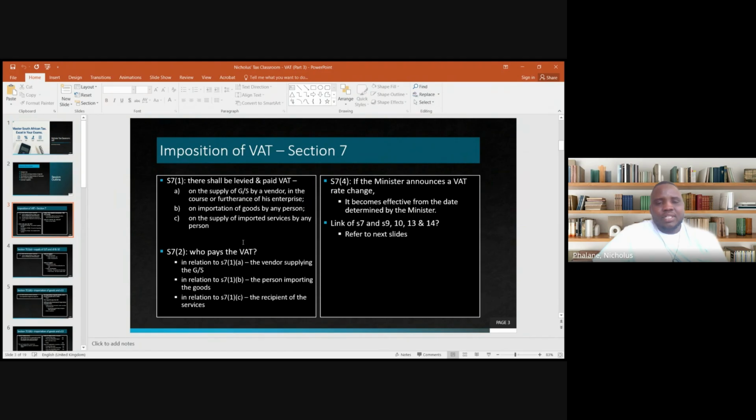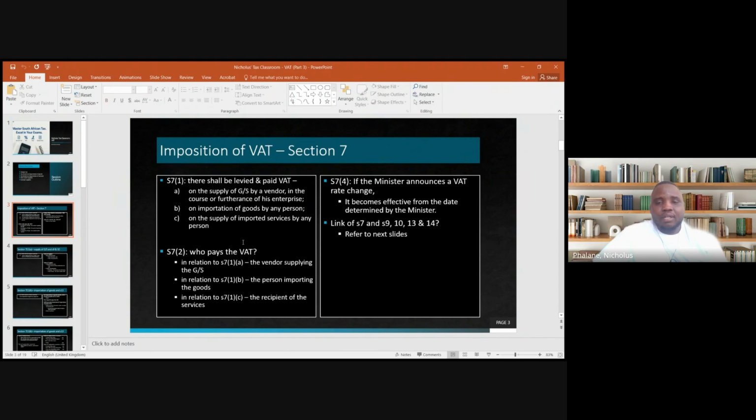So in relation to Section 7(1)(a), the output tax, obviously then the vendor supplying the goods or services will pay this VAT over to SARS. In relation to Section 7(1)(b), the importation of goods, the person importing the goods has to pay this tax over to SARS. And then in relation to Section 7(1)(c), importation of services, the recipient of the services.